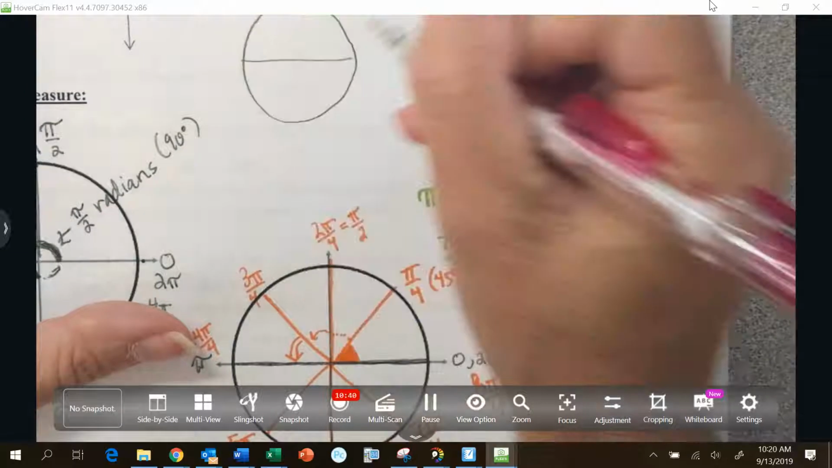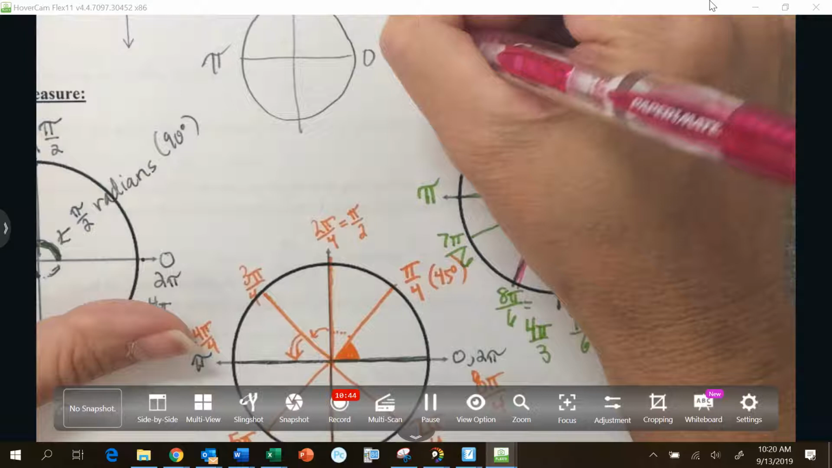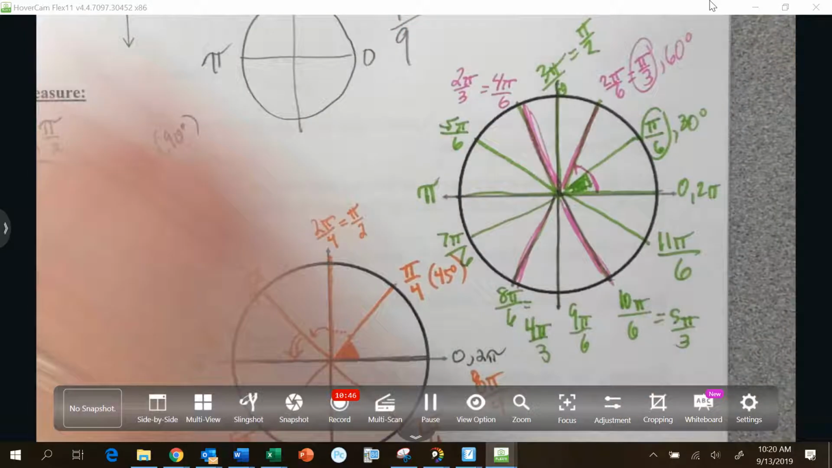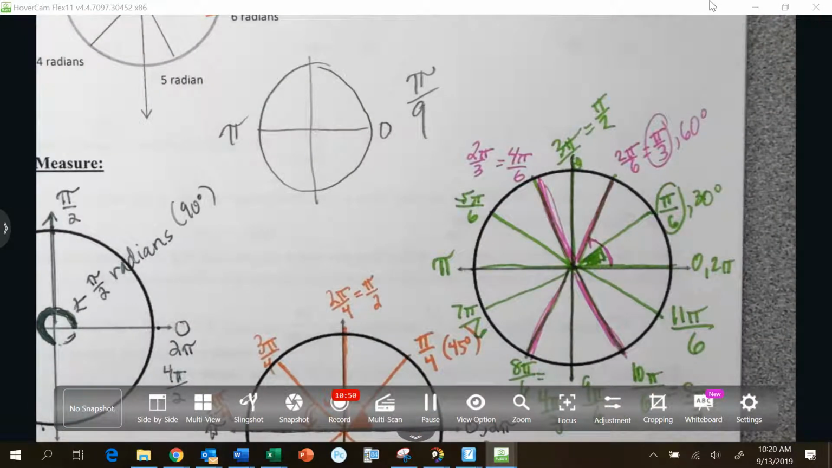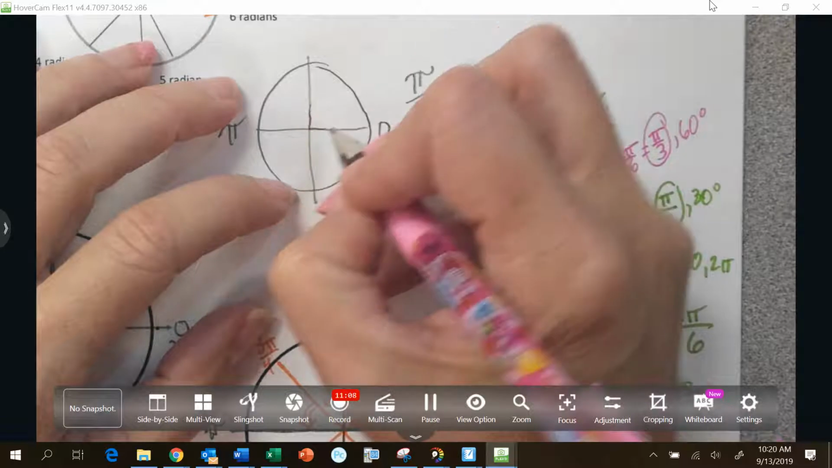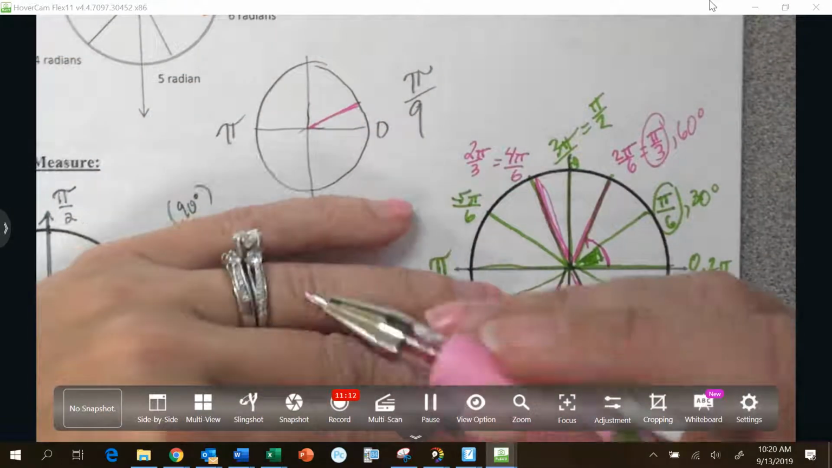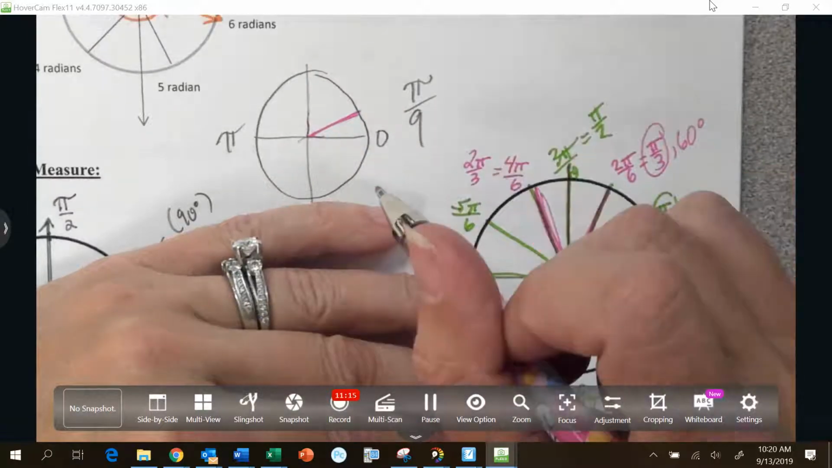Could I find where pi over 9 is? Can I find where 9 is? How? Oh, if I want to think degrees, yeah. 180 divided by 9 is what? 20. So if I want to envision, here's 90, 20 degrees, maybe about there. But just visually, what could I do to find where pi over 9 is?